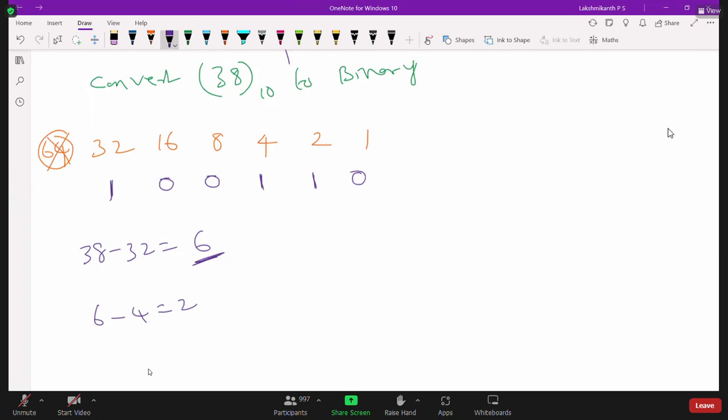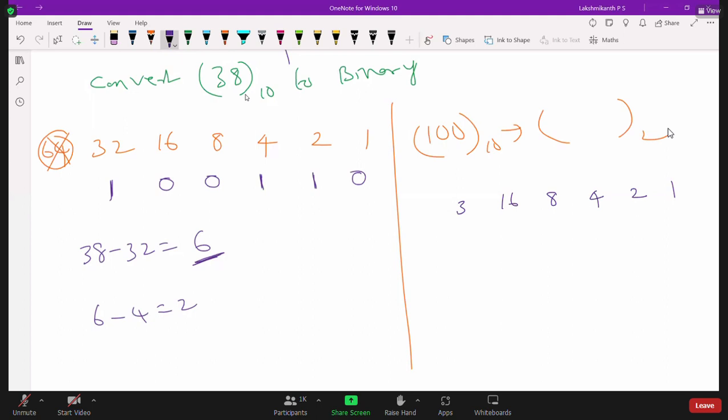Let us take an example. If I take the number 100, I have to convert it into a binary number. So what do we do? We have to write the place values of 2: 1, 2, 4, 8, 16, 32, 64. Next 128 will come, but this is not required. 64 is needed. Now, what is 100 minus 64? 36, right?